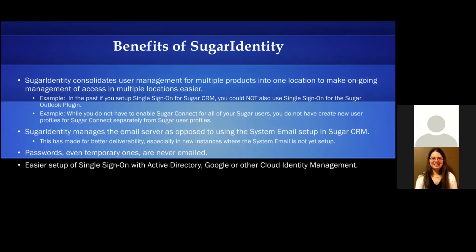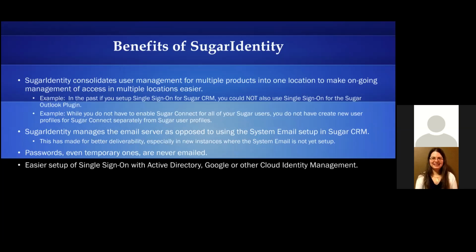So first of all, a big benefit of Sugar Identity is single sign-on support for the Sugar Outlook plugin. Too many words in that sentence. So in the past, if you used single sign-on with Sugar, you could not use single sign-on with the Sugar Outlook plugin. However, Sugar Identity does have support for the Sugar Outlook plugin. So if you're using single sign-on, it's the same process for users to authenticate, whether they're using Sugar in their web browser or in Sugar Outlook or on their phone.